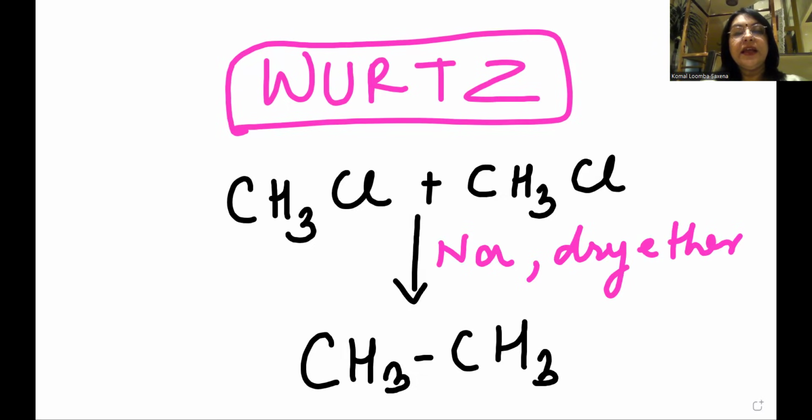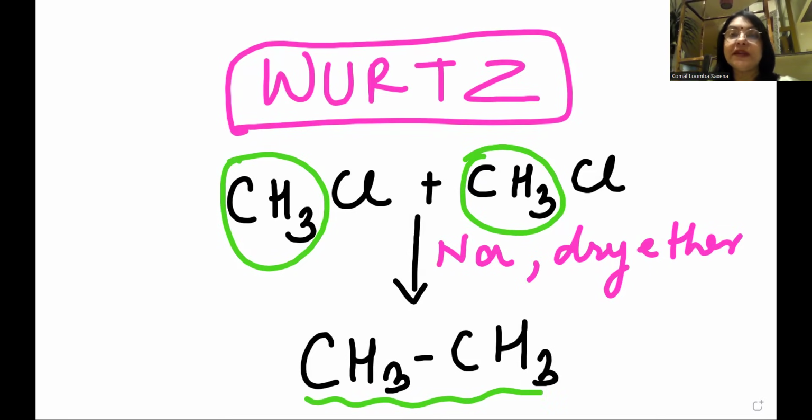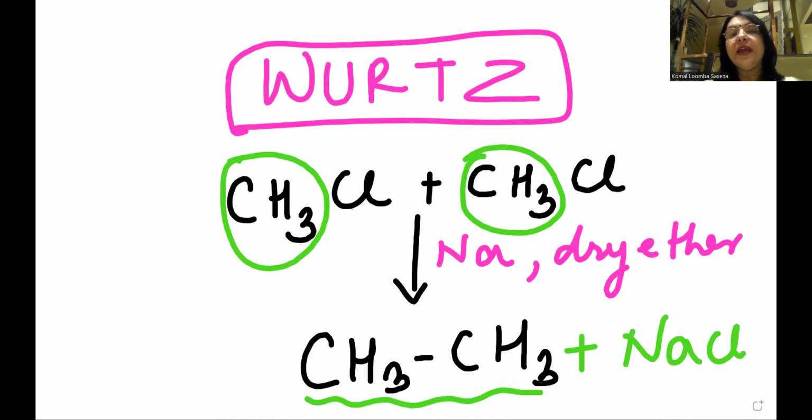See, I'm just highlighting the alkyl groups with a green color. This was the alkyl group here, this was the alkyl group here, and they both got bonded with each other. And of course, the byproduct is going to be NaCl. That is simple, everybody must have predicted that the byproduct would be NaCl. So this is Wurtz reaction.